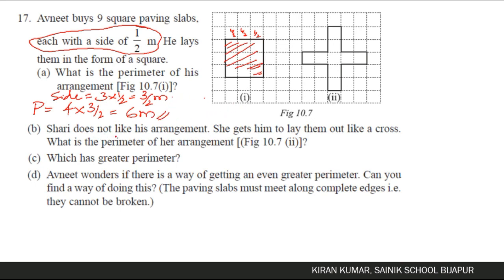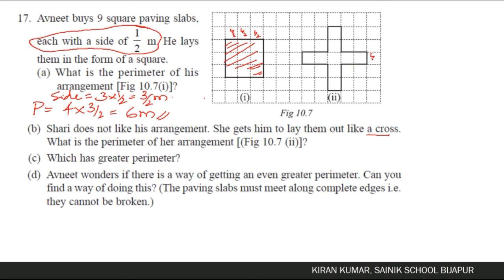Shari does not like this arrangement, the first one. She gets him to lay them as like a cross. What is the perimeter of her arrangement in the figure 10.7, second one? This will be the arrangement.